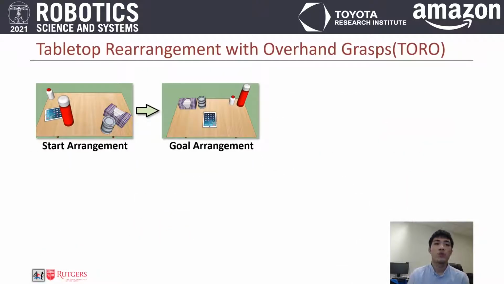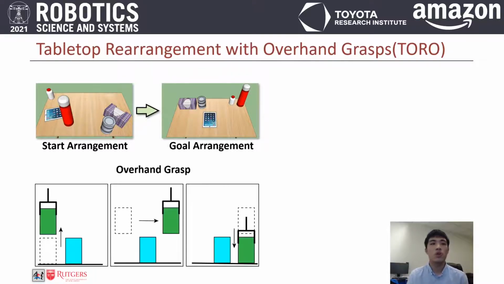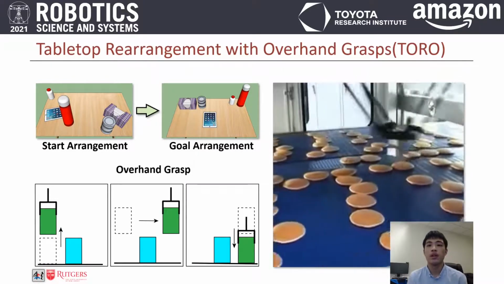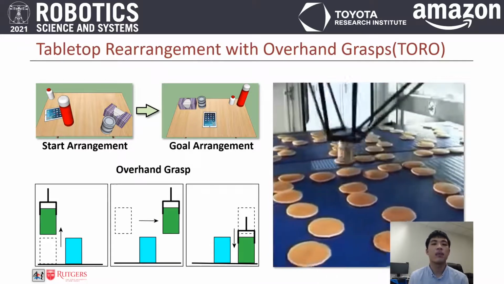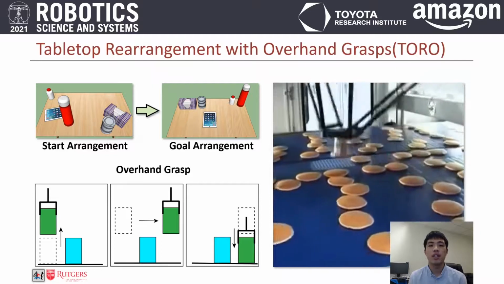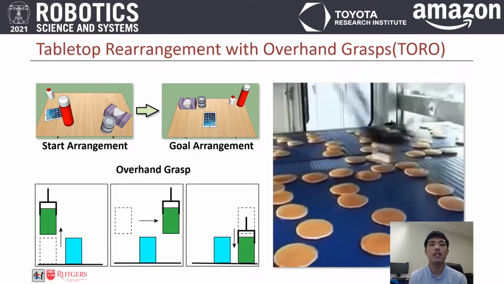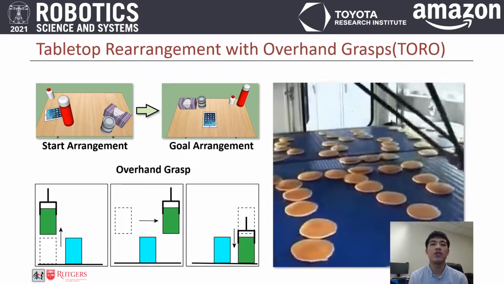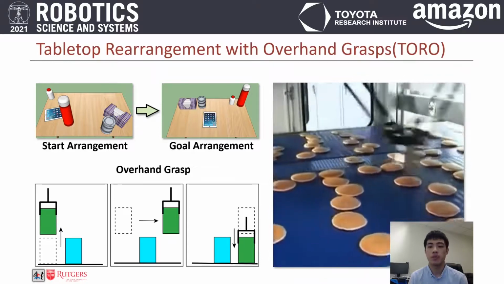In the rearrangement problem, a robot arm moves objects from a start arrangement to a goal arrangement. When we use overhand grasps to move objects around, the constraints of the movements come only from the positions of the start and goal poses. This problem finds many applications in home automation and industrial automation. Minimizing the number of pick-and-place operations directly leads to an increase in system throughput.